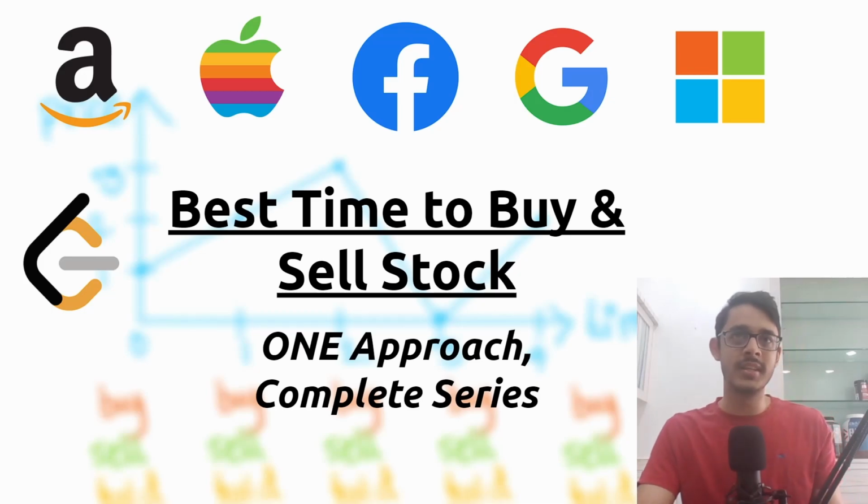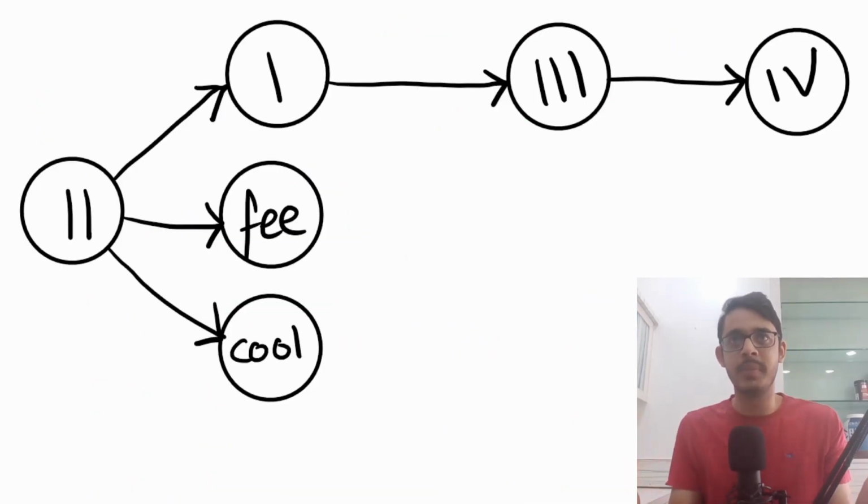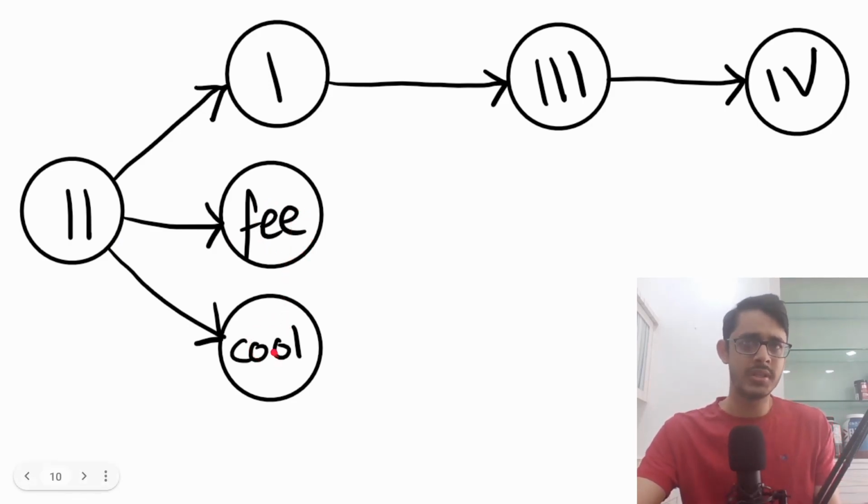Now, before we jump into the solution, this is sort of the dependency graph of all of these problems. And the first thing we're going to do is start off with the problem number 2. Once we do that, we can try out these fee transaction variation as well as the cooldown variations. Then we'll go on to the 1, 3, 4 chain. This is sort of the layout of this entire video, and the timestamps will be present in the description.